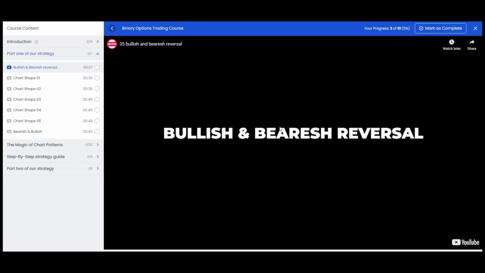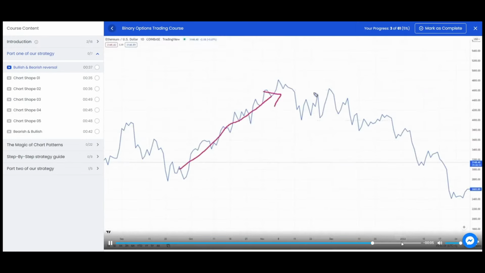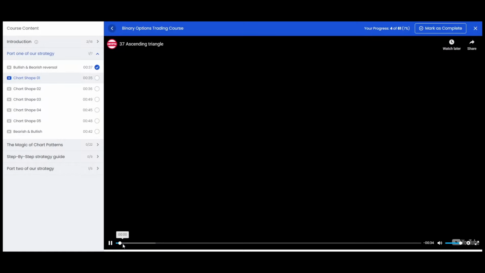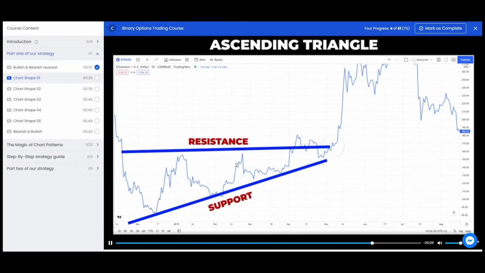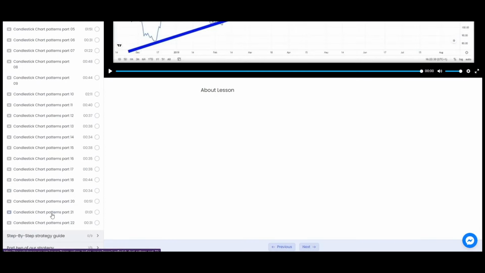In chapter 2, we will go to the first part of our trading strategy. We will discuss some basic chart patterns that I use to predict the movement of the market. I will also teach you how to spot a trend reversal in a trending market. Chapter 3. This one is the most important chapter. I advise you to focus when you're watching all the 22 episodes in this chapter.